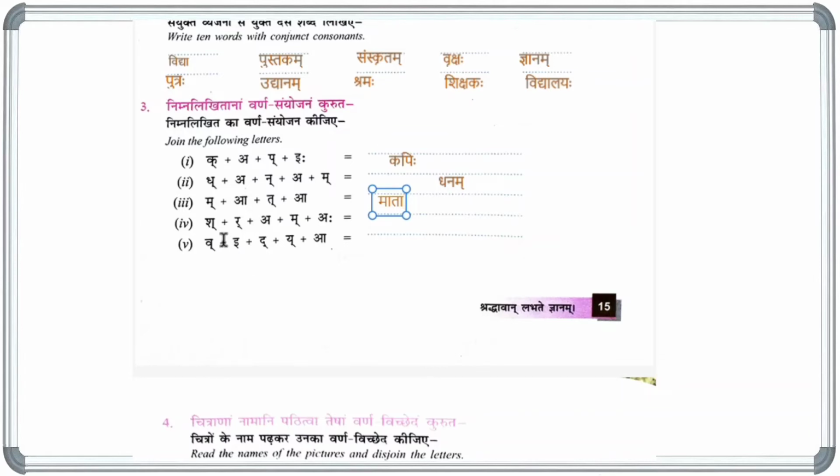Now come to the fourth one. Sh halant, r halant plus a is shra. So this is a samyukta vyanjana letter. And m halant plus aha, maha. So shramaha is the word. Next, the last one. V halant plus i is vi. D halant, y halant plus a is dya. So the final word here is vidya, which is knowledge. So these are the 5 words we found in the third main question.